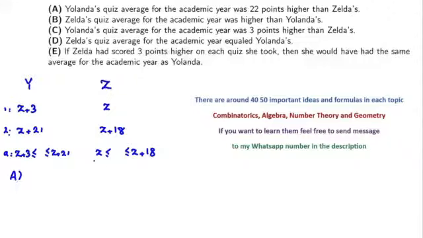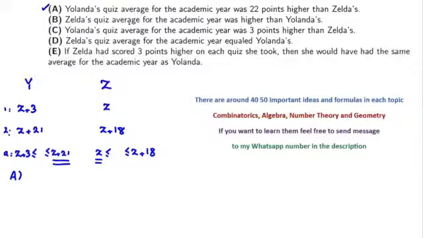Now we know it says the difference, so it is Yolanda's quiz average for the academic year was 22 points higher. The maximum is Z plus 21, and the minimum for this one is Z. So it can be at most 21 greater than this. So choice A is not possibly true, so the answer is A. But let's check also the other choices to see how we can reject. We should find a counterexample for each of them.